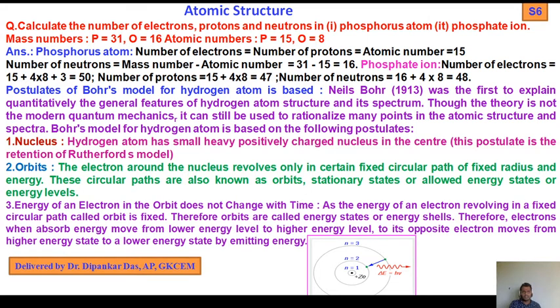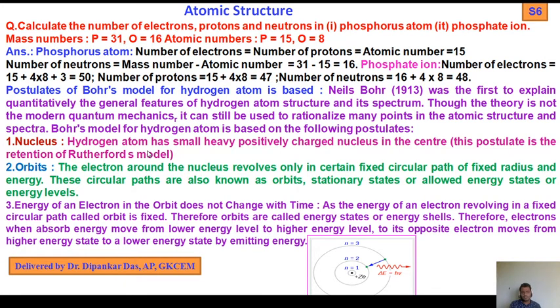As you know, the number of protons equals the number of electrons. We have discussed this in the earlier slide. So the number of electrons equals the number of protons, which is the atomic number, 15. And the number of neutrons is the mass number minus the atomic number, that is 31 minus 15, which is 16. So we get the number of protons, neutrons and electrons.